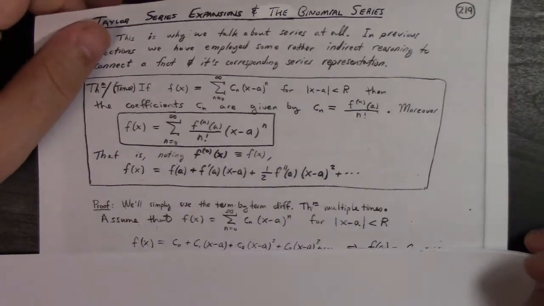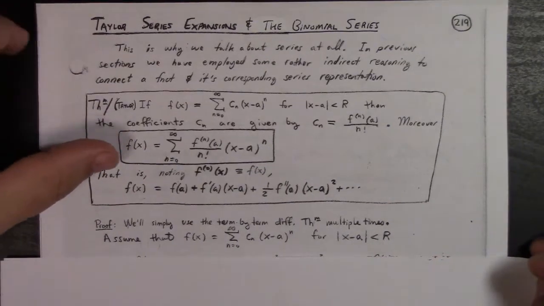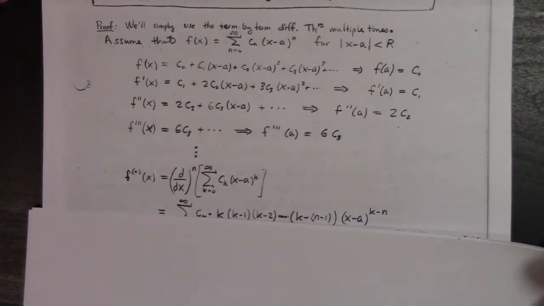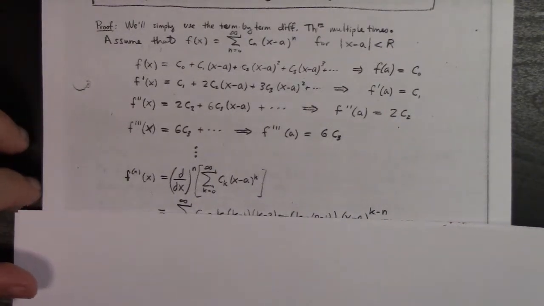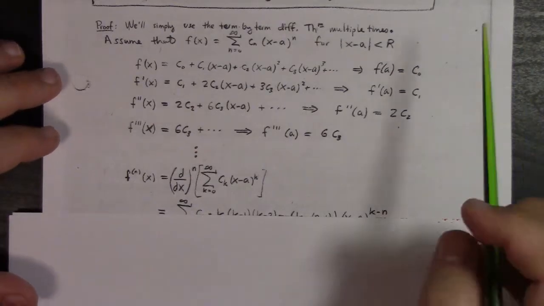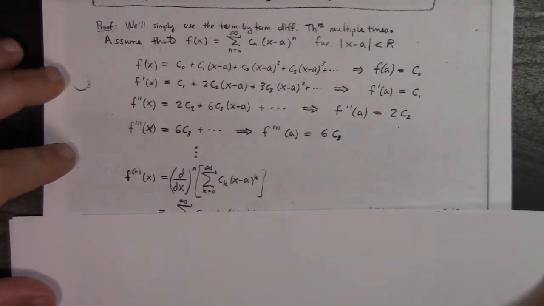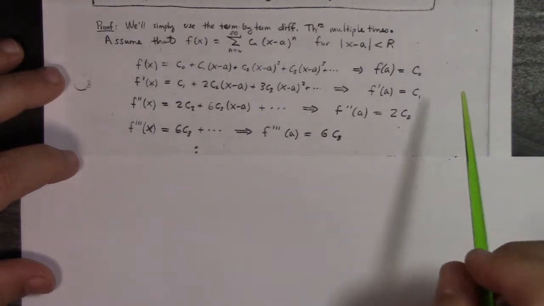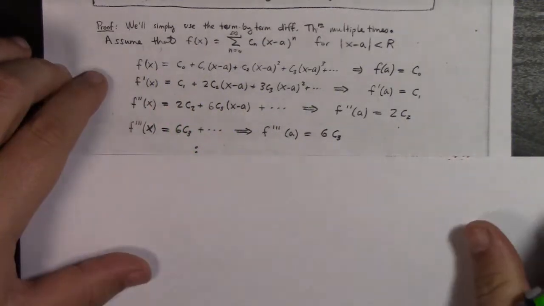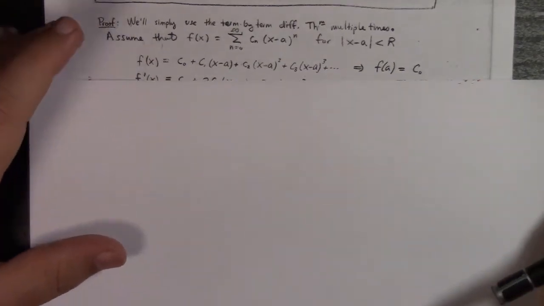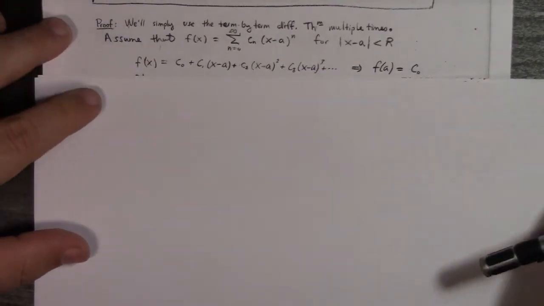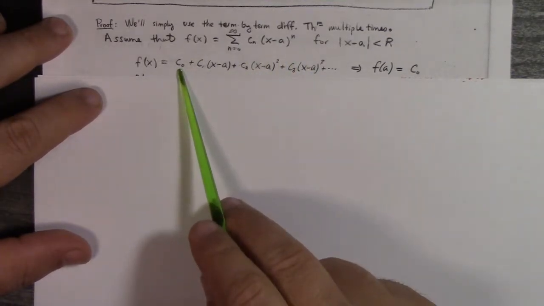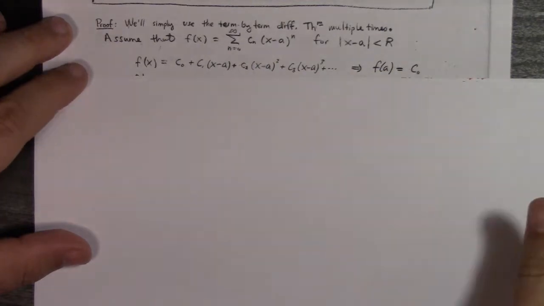Alright, so to prove this, basically we just use term by term differentiation. The hard part of the idea here is the existence of the series, but if it exists, then showing that such a series must match the derivatives of the function at the center is relatively simple. To start with, if we have a power series centered at a for f, if we plug in a, this is 0, that's 0, that's 0, and all we're left with is c sub 0. So f of a is c naught.